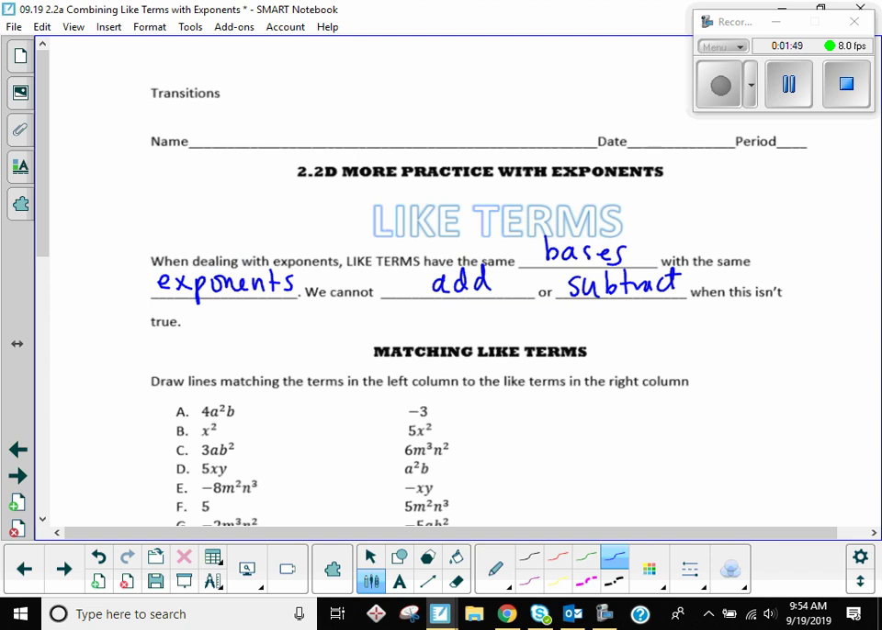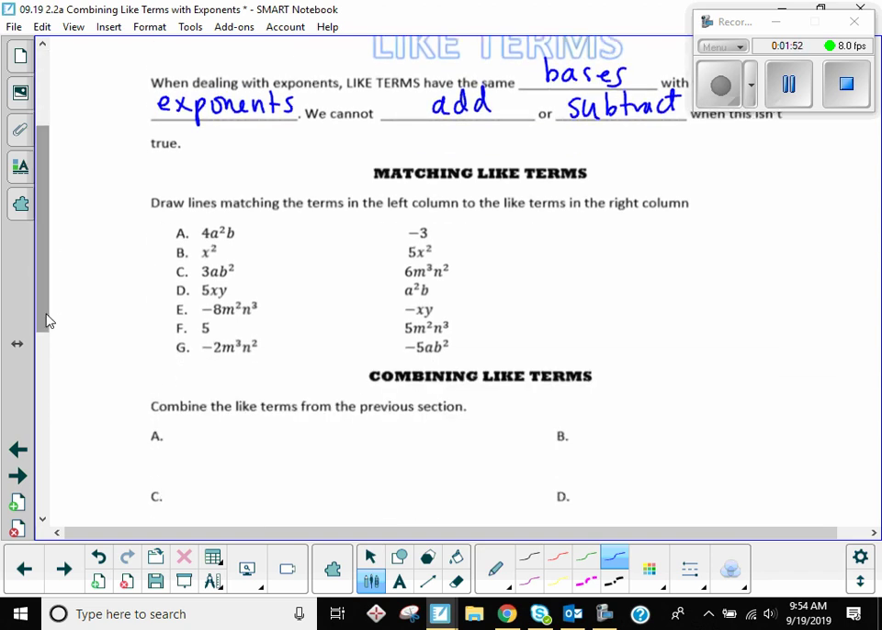So what I want you to do right now, though, is take a minute and draw lines between the like terms. Draw lines between the like terms. You're trying to find things where not only are the variables the same, but the exponents on them are exactly the same as well. So you're matching. So take a minute and do that. Volunteers, just for this section right here, just drawing lines to match the like terms.